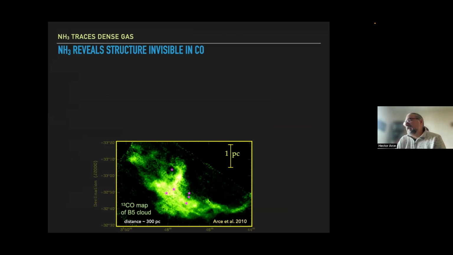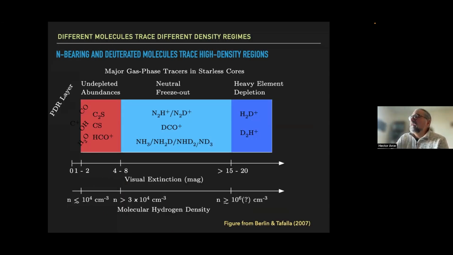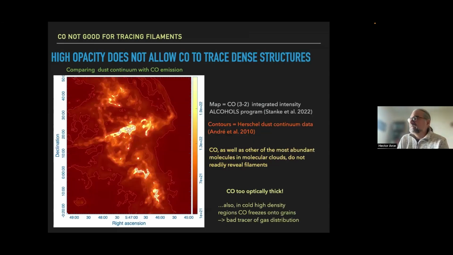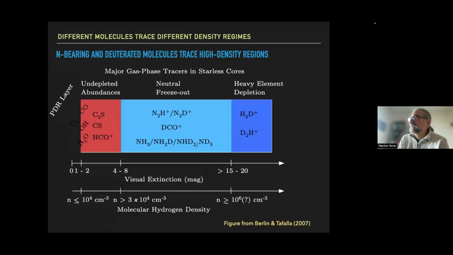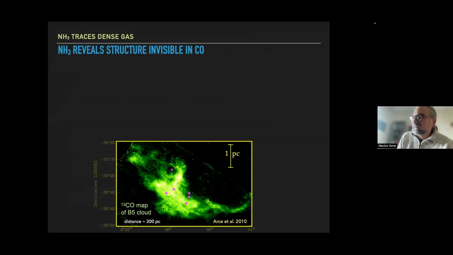So here's an example of what you see with these different molecules. So again, going the wrong direction. Here's a small cloud, the B5 molecular cloud. Here's a map of the 13CO. It's an isotopologue of CO, which traces slightly higher density than the CO. This is B5. And yes, you can see the general structure of the cloud.